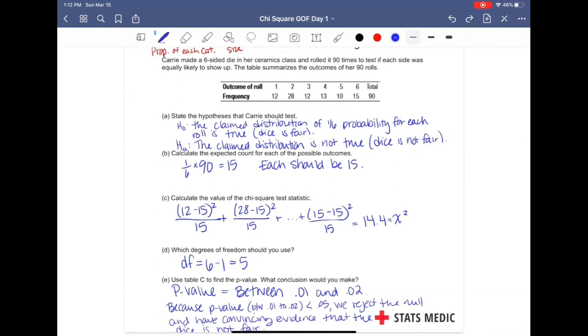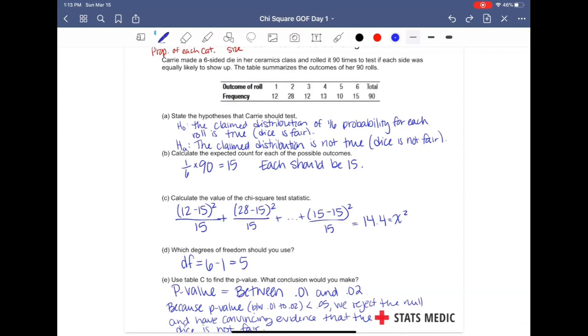It's because if it's a fair dice, it should land on each of the 6 outcomes pretty equally, meaning it has about a 1/6 probability for each. And then the alternative is that the claimed distribution is not true. So in other words, the dice is not fair. To calculate the expected counts for each of these, since they're all equally likely, each of the 6 outcomes should occur about 15 times. And then to calculate the value of the chi-square test statistic.